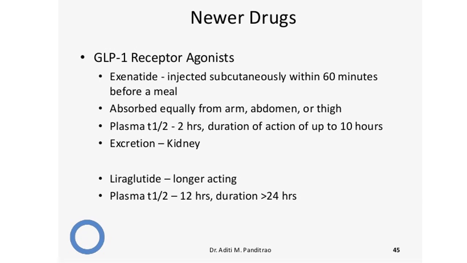There are two types of drug, exenatide and liraglutide. Liraglutide has longer action. Its plasma half-life is more than that of exenatide.